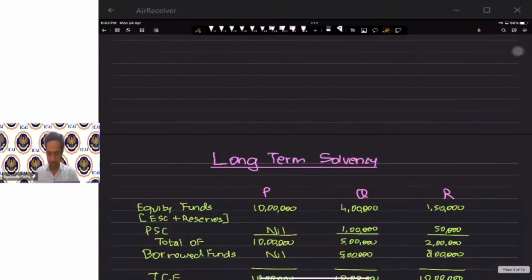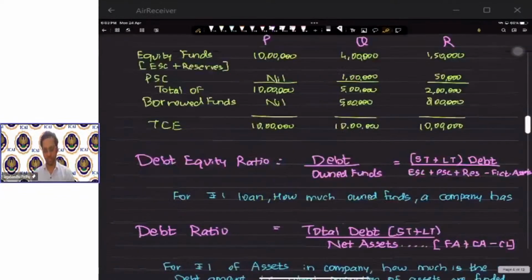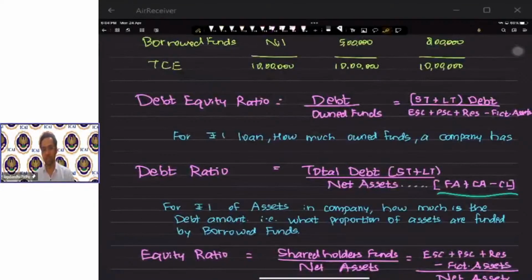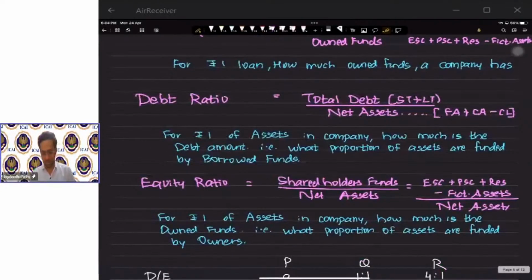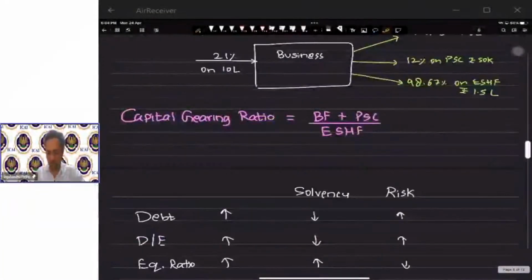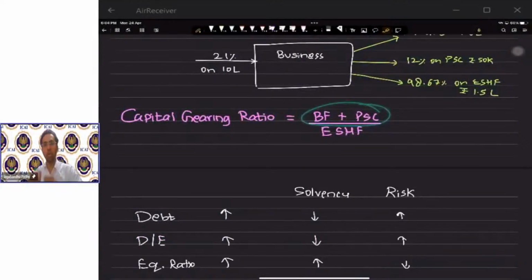Then some of the long-term solvency ratios that we saw was debt equity ratio, which is debt upon own funds. Debt ratio, we had total debt upon net assets, which is fixed assets plus current assets minus current liabilities. Equity ratio is basically shareholders' funds upon the net assets. Then we had this capital gearing ratio, in which we considered in the numerator all those funds which require a fixed rate of return, which was borrowed funds and preference capital. And in the denominator, you had equity shareholders' funds.